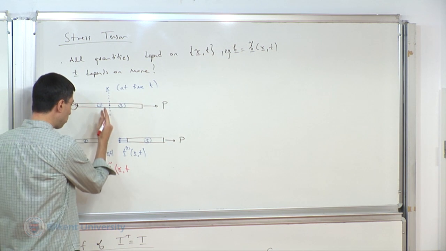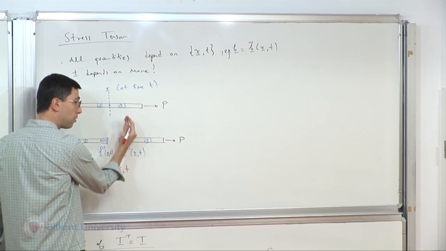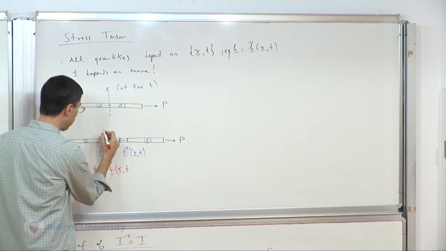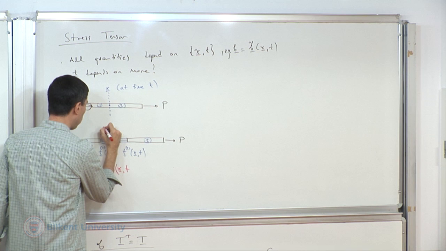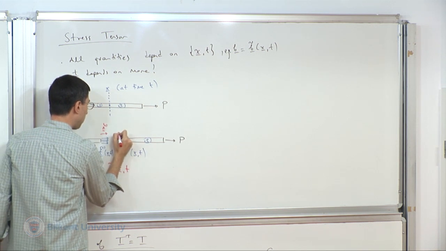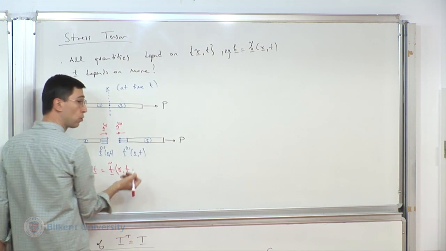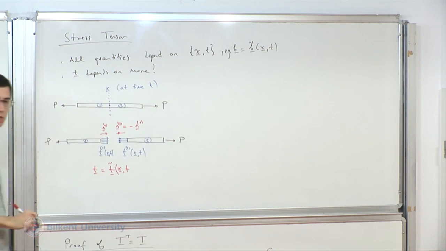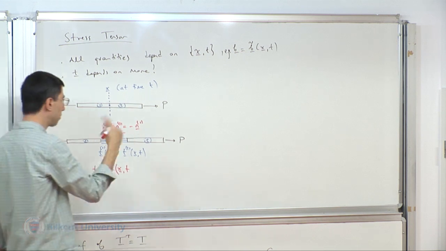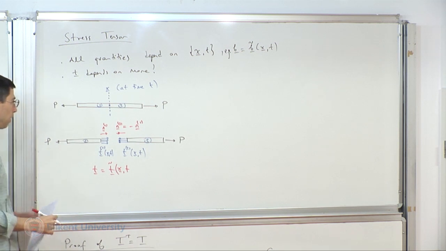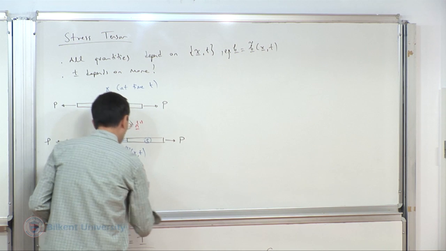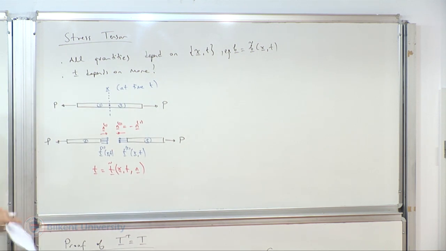And the thing that distinguishes the left side of this picture from the right side is only one thing, which is the outward unit normal to the surface. This has a unit normal n1, and this has a unit normal n2. And they are clearly related by the expression which says they are along the same line, but in different directions. So the traction must also be a function of the normal. Okay.